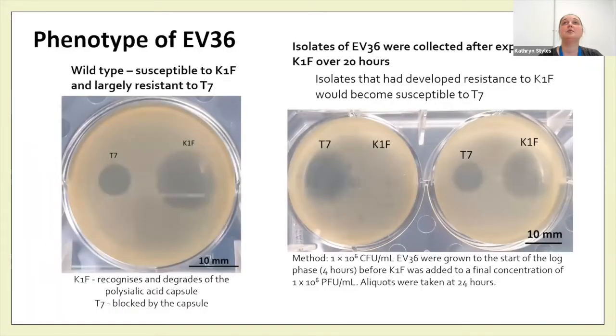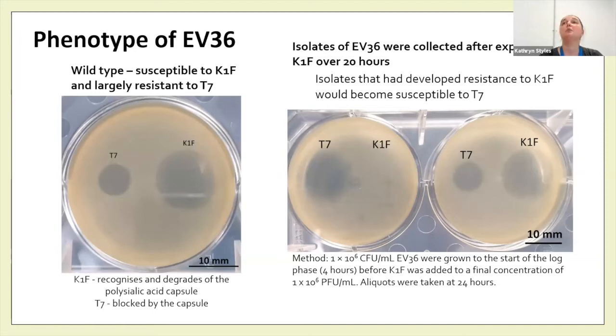So the first thing we did was a preliminary screen. We exposed our K1 expressing strain to the bacteriophage, and you can see here on the image on the left, on the whole with K1F exposure, you get a large amount of clearance in a plaque assay, whereas for T7, which is largely blocked by the capsule, you get a small amount of clearance, which is potentially due to gaps in the polysialic acid, but on the whole, T7 doesn't use EV36 as a host, so you get this very small clearance.